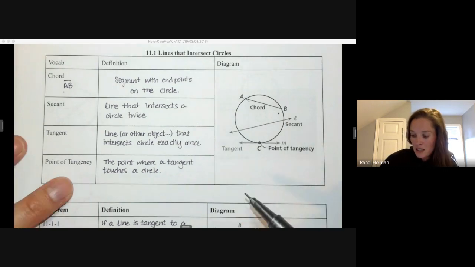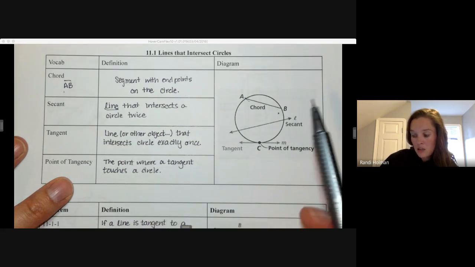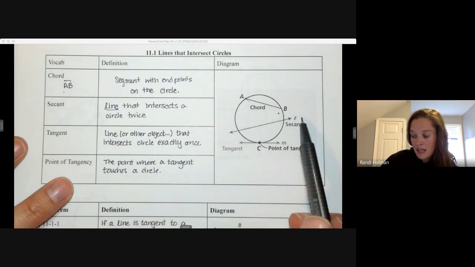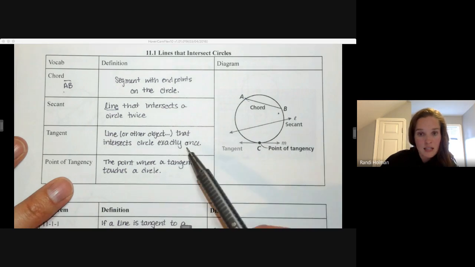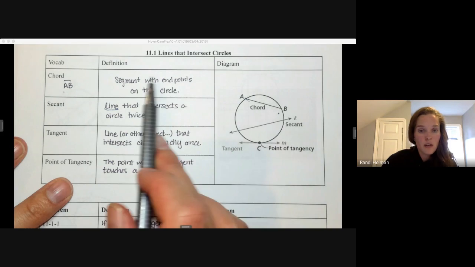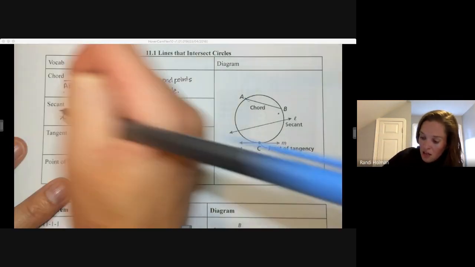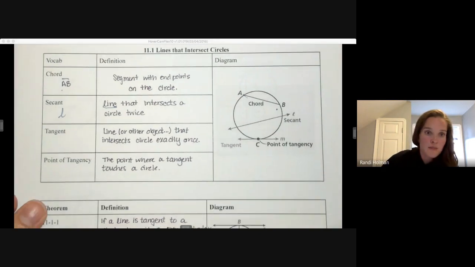A secant is a line, so notice that difference here, that intersects a circle twice. So this line L is a secant. Line AB would also be a secant if we continued on in both directions through A and B. So this is line L notation. I would just have the letter.